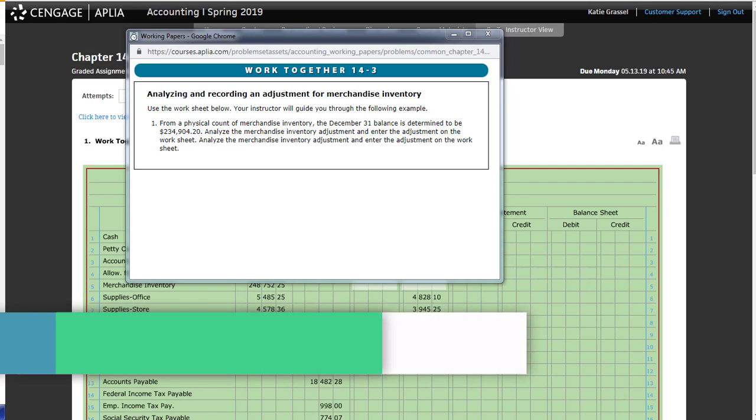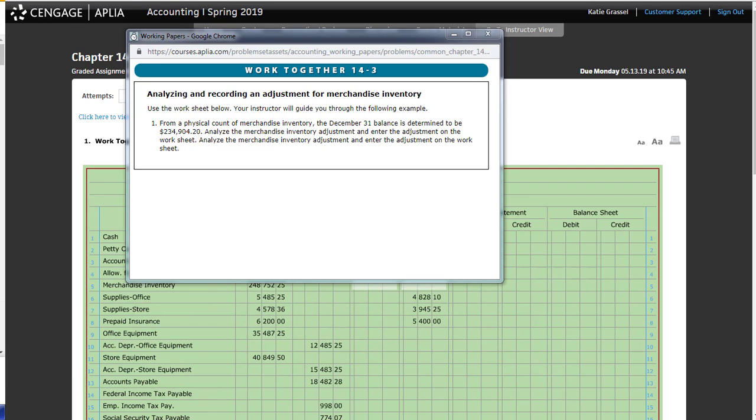All right, ladies and gentlemen, 14.3. Now, 14.3 literally is 4 points. This is not long. That's why I'm doing 3 of them, okay? You're not aligned.